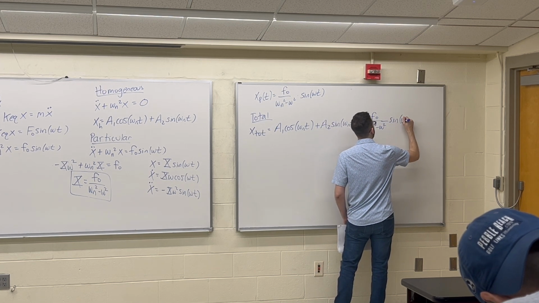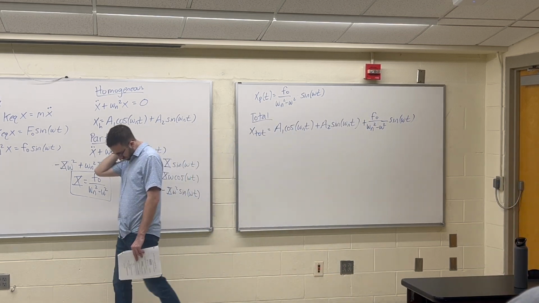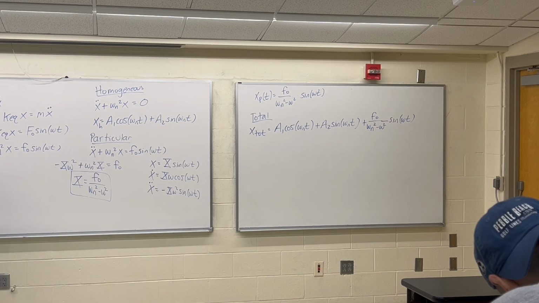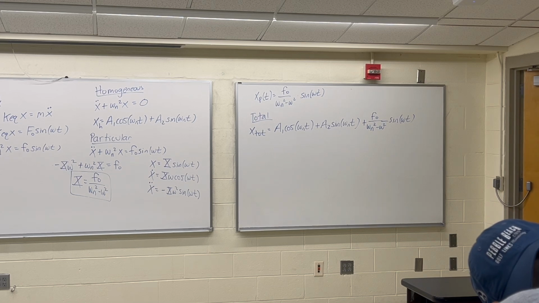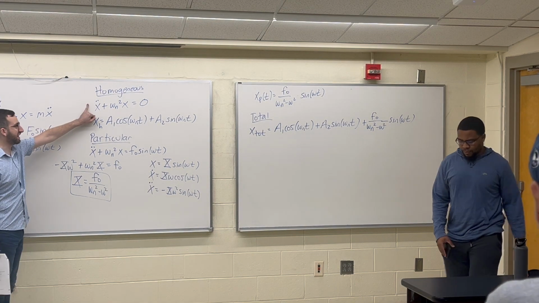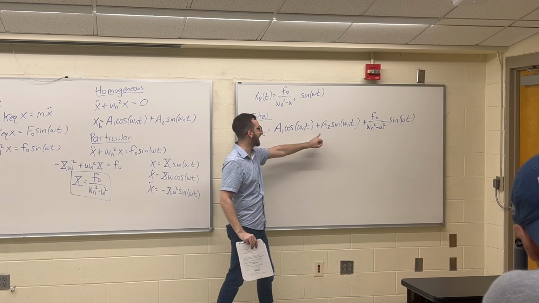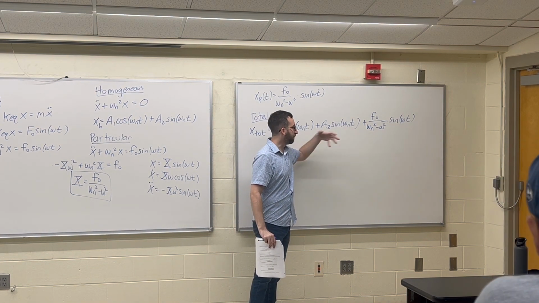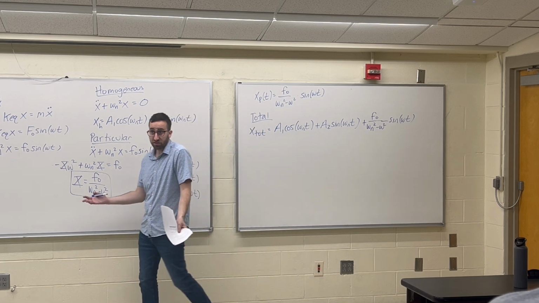Sine of omega t. So we see that the homogeneous is just based on omega n, because there's no forcing function in that situation with the homogeneous. There's no omega present in this equation. The only thing that's there is omega n, which is why the homogeneous just depends on omega n, while the particular depends on omega since it's dependent on the force. That's the whole point.